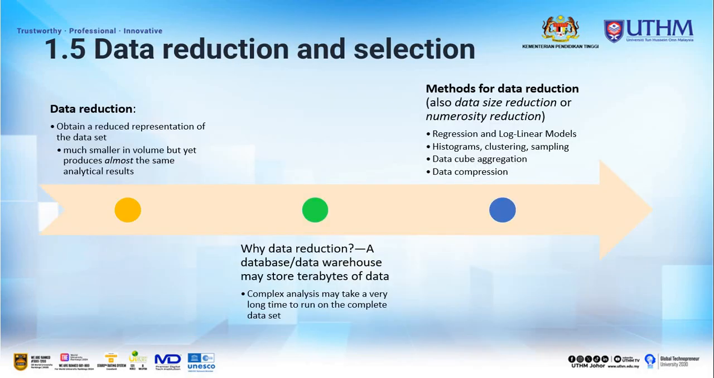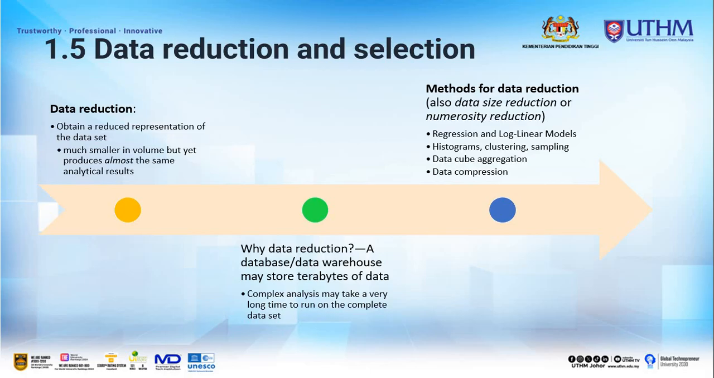Basically, data reduction and selection is a crucial step in data preprocessing. This particular section will focus on how to manage large data sets efficiently. For this slide, slide number 3, it's divided into 3 parts: one is data reduction, another is methods for data reduction, and then why data reduction is important. So let's see first, what is data reduction?